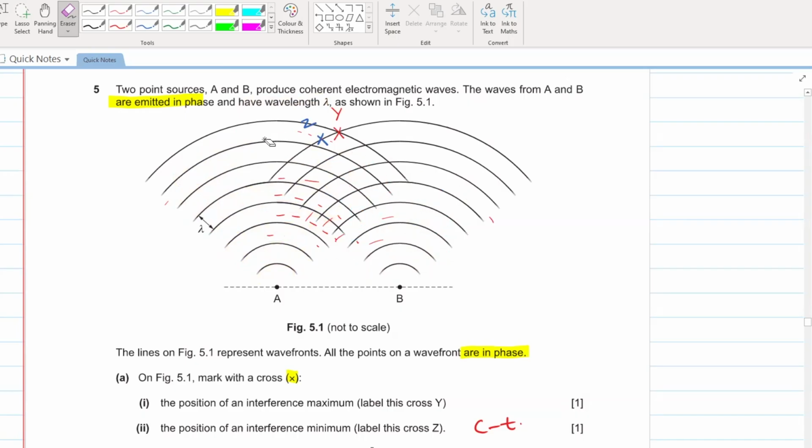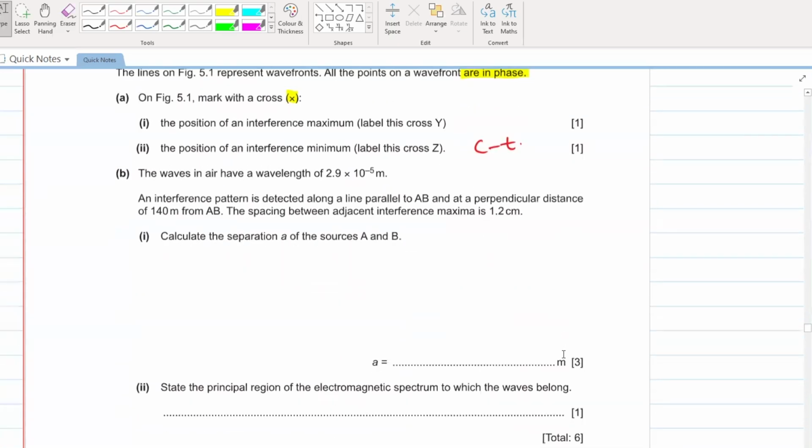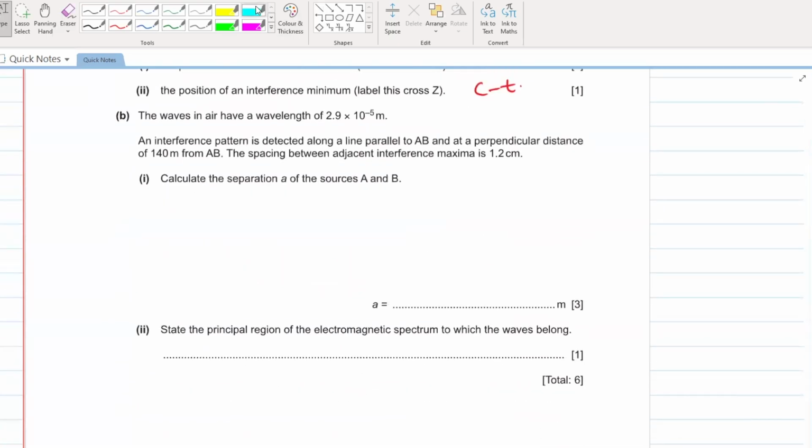Sure. Let's further move ahead. Now, let's see part B. The waves in air have a wavelength of this. Perfect. An interference pattern is detected along a line parallel to AB and a perpendicular distance of 140 meters from AB. The spacing between adjacent interference pattern is 1.2 centimeter.